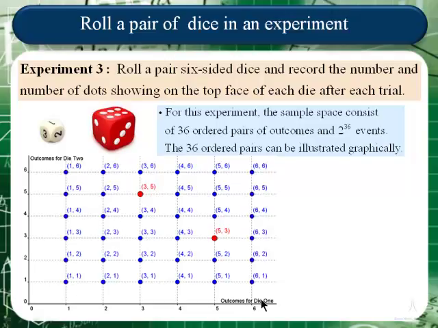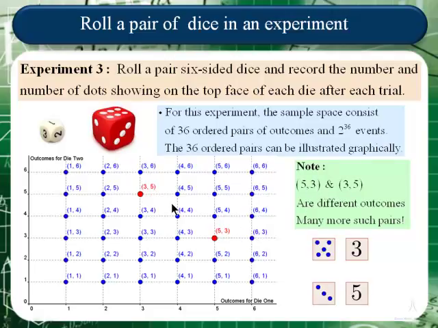Now let's call die 1 the number die. And the second number in the ordered pair is the outcome for die 2, which is the dot die. So clearly you will get 36 outcomes.